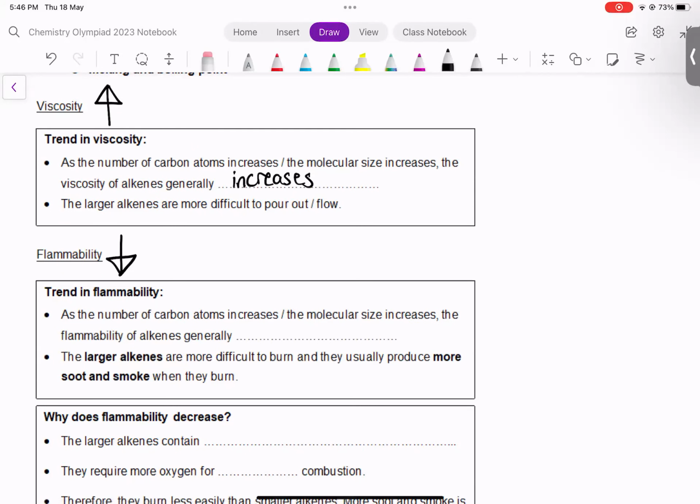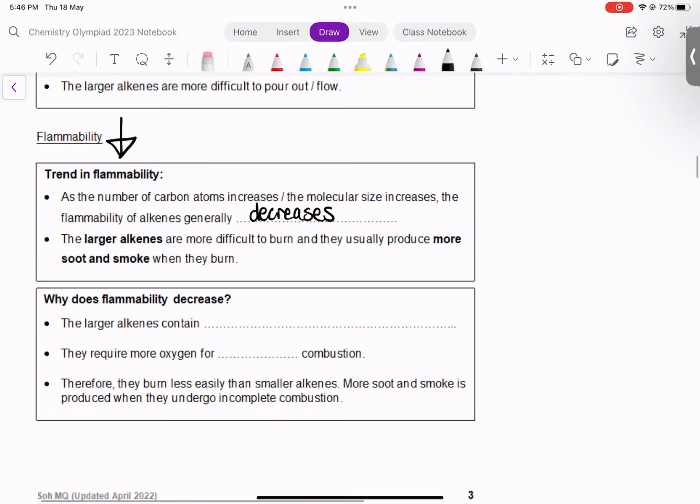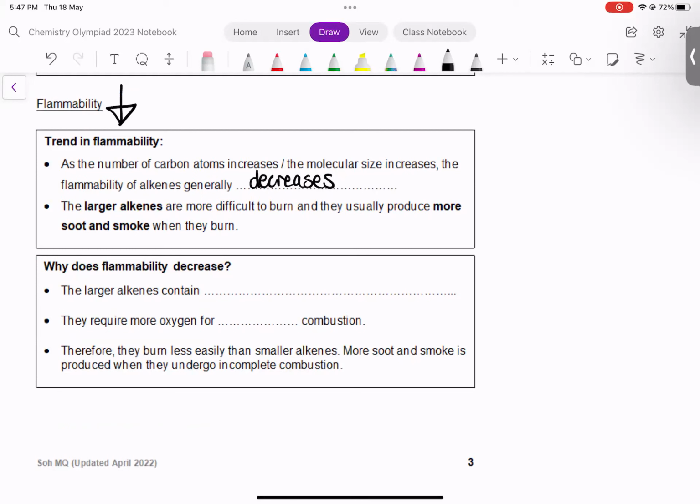All right. In terms of flammability, you will realize that as the number of carbon atoms increases, the alkene becomes bigger and bigger, the flammability decreases. Okay, the larger alkenes are less flammable, they are more difficult to burn. They don't burn very well, so they produce more soot and smoke when they burn. Finally, all right, why does flammability decrease? Now, the larger alkenes contain a larger number of carbon atoms.